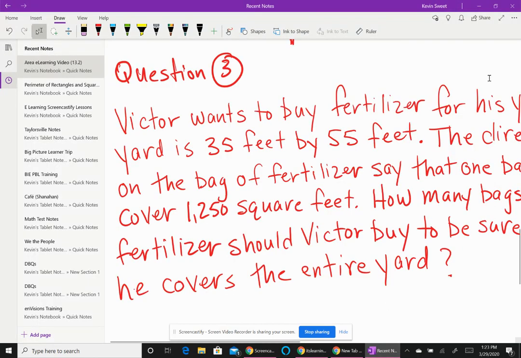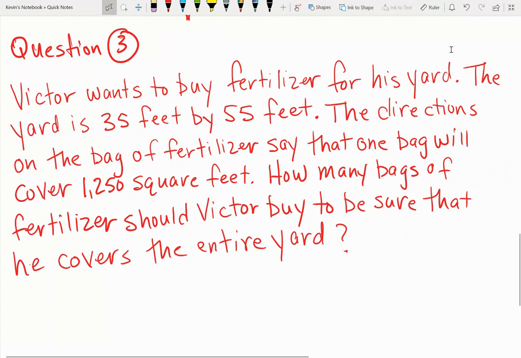Welcome back, 4th grade. We are now on question 3. So question 3 is going to be a word problem. I'm going to go ahead and read it to you. Victor wants to buy fertilizer for his yard. The yard is 35 feet by 55 feet. The directions on the bag of fertilizer say that one bag will cover 1,250 square feet. How many bags of fertilizer should Victor buy to be sure that he covers the entire yard?